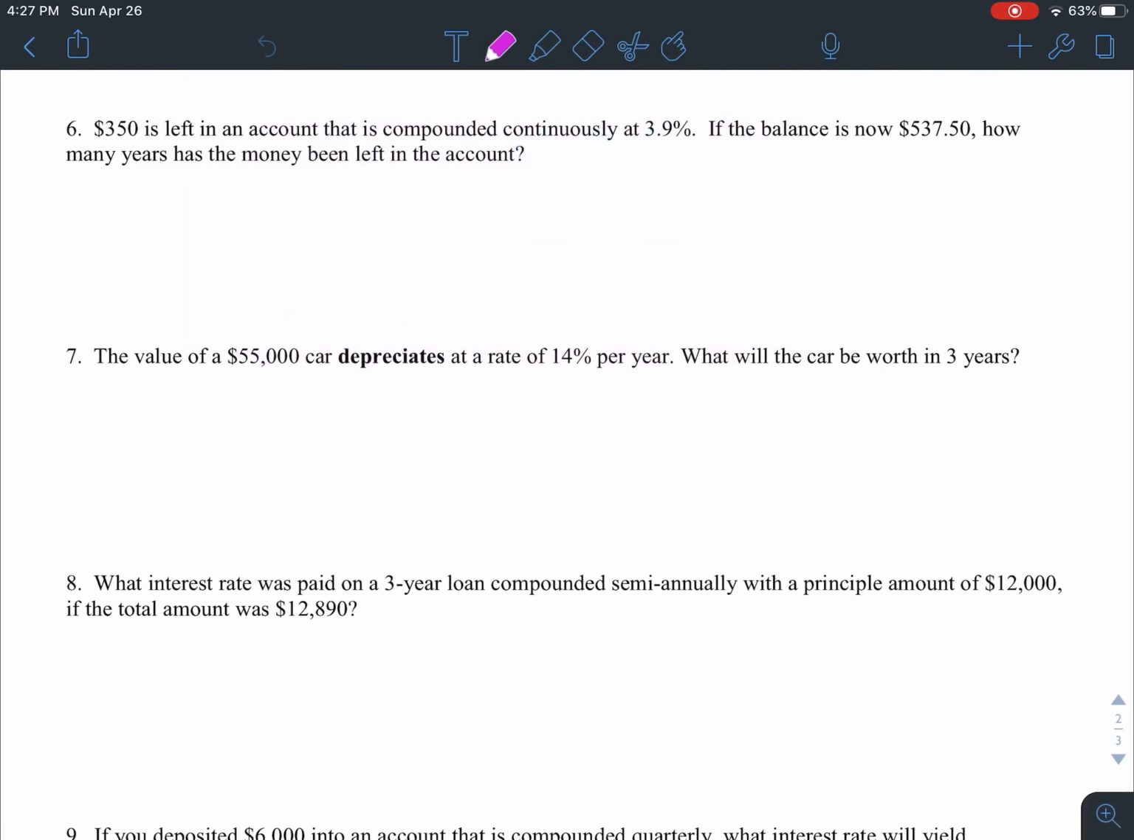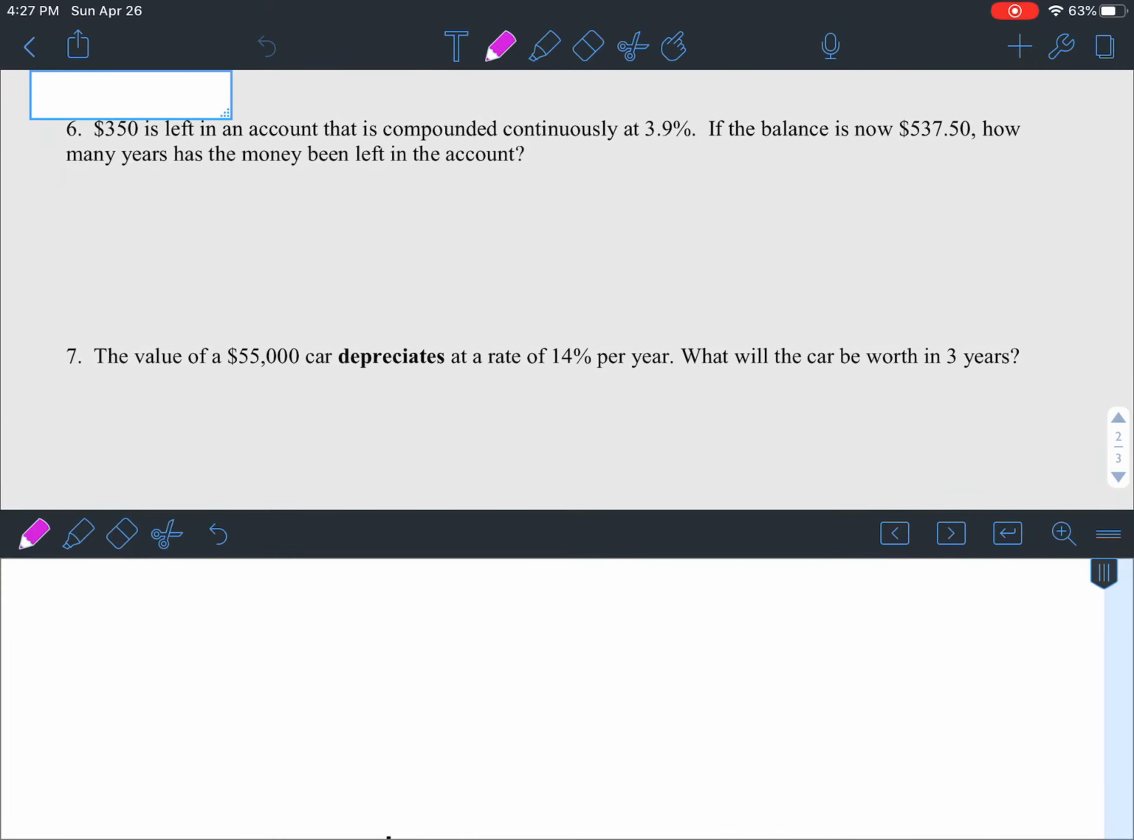It's just plug and chug, and this will start your business calc if you have to take it next year. So we are on number 6. Hopefully we can zoom right through this.